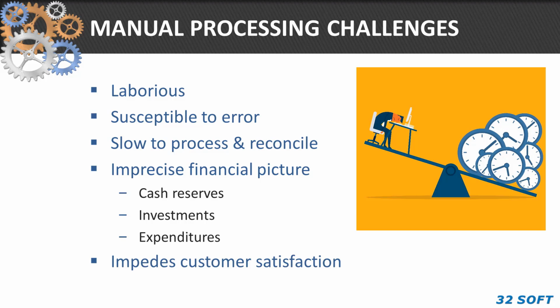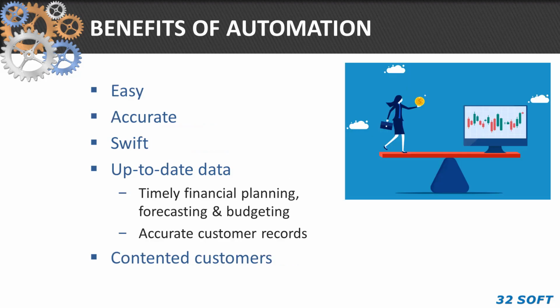When up-to-date cash receipt information isn't available, you'll have greater difficulty making informed decisions regarding cash reserves, investments, and expenditures. And having accounts not up-to-date will certainly impede customer satisfaction. The benefits of automation? It makes tasks easy. Typically, that's the beauty of automation.